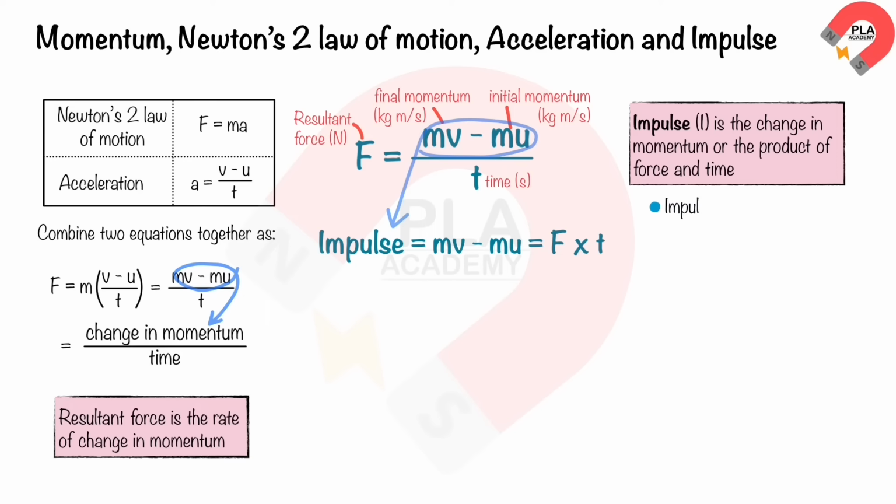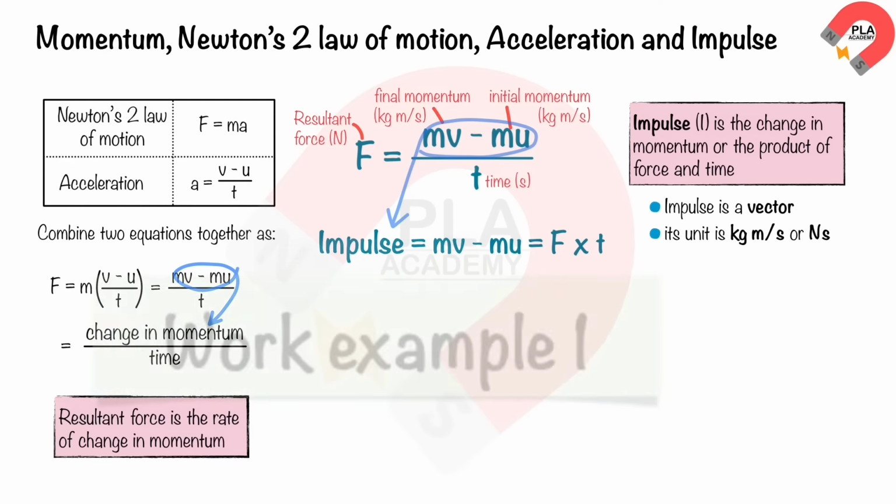The impulse is a vector quantity, just like momentum, because both depend on the direction of motion. Its unit is kilogram meter per second, which is also equal to newton second. This is the same unit as momentum.